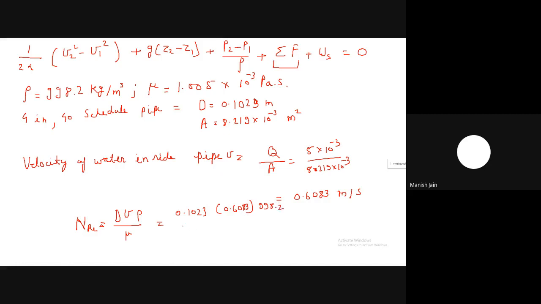Divided by mu, the viscosity, 1.005 multiplied by 10 to the power minus 3. Once you solve this expression, you will get 6.181 multiplied by 10 to the power 4. This is the value of the Reynolds number. So it is in the turbulent region. So the flow is turbulent.